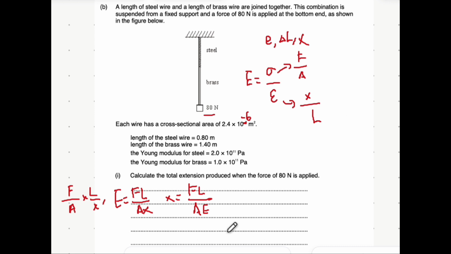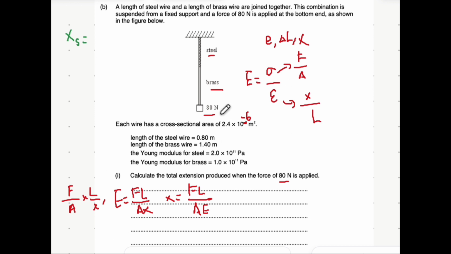Capital E, that is. To find the total extension due to this force, we're going to first focus on finding the extension of the steel, and then finding the extension of the brass and adding those together. So let's do that. In green first, let's find the extension of the steel. I'm just going to write S on the bottom right, just so we know it's steel.